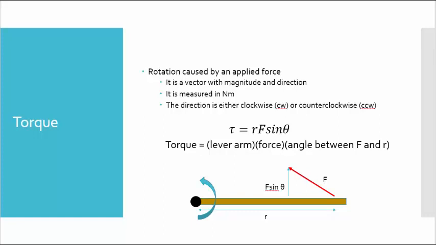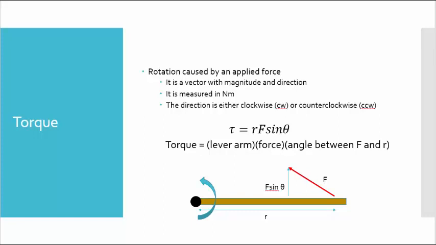Torque is a rotation caused by an applied force. It's a vector, so it has magnitude and direction. The units it's measured in are Newton meters. And instead of up, down, left, right, north, south, east, west, because it's rotational, we're going to call the direction clockwise or counterclockwise. And because it's moving, we're really not going to give it a position like an angle. So it's moving either clockwise or counterclockwise.